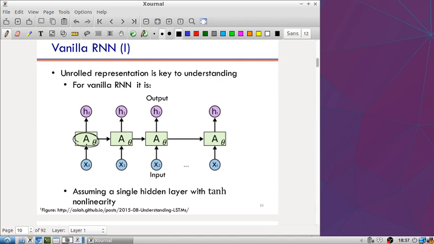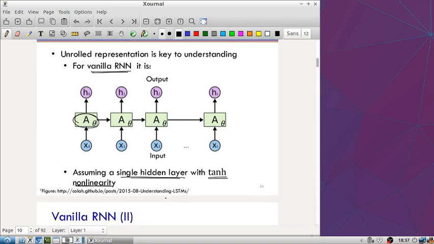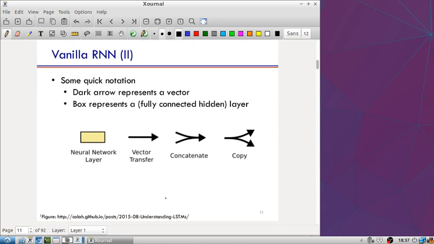I'm going to call something a vanilla RNN if this box has a single hidden layer and a tanh nonlinearity. I'm introducing the nomenclature vanilla RNN to say that there's one hidden layer in this function. So this function is now represented as a neural net type of object, and it uses a tanh nonlinearity. To show the box, I'm going to use some convention.